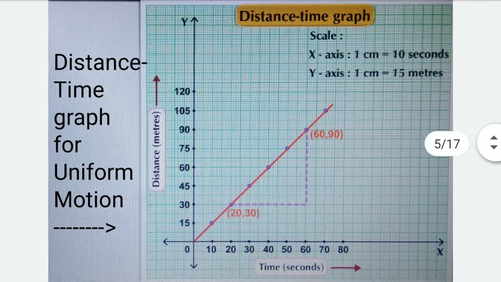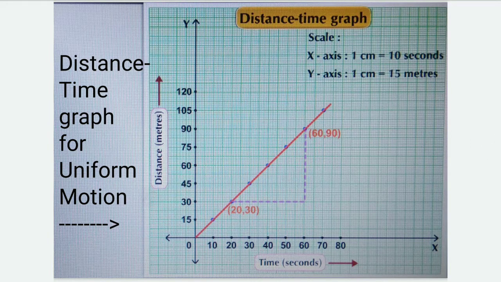Let us see. This is the distance time graph for uniform motion. Again, I will repeat. What do you mean by uniform motion? If an object cover equal distance in equal time interval, then that motion is said to be uniform motion. Here, distance is shown on y-axis and time is shown on x-axis. While plotting the graph, we must consider the scale which is shown in the right upper corner.